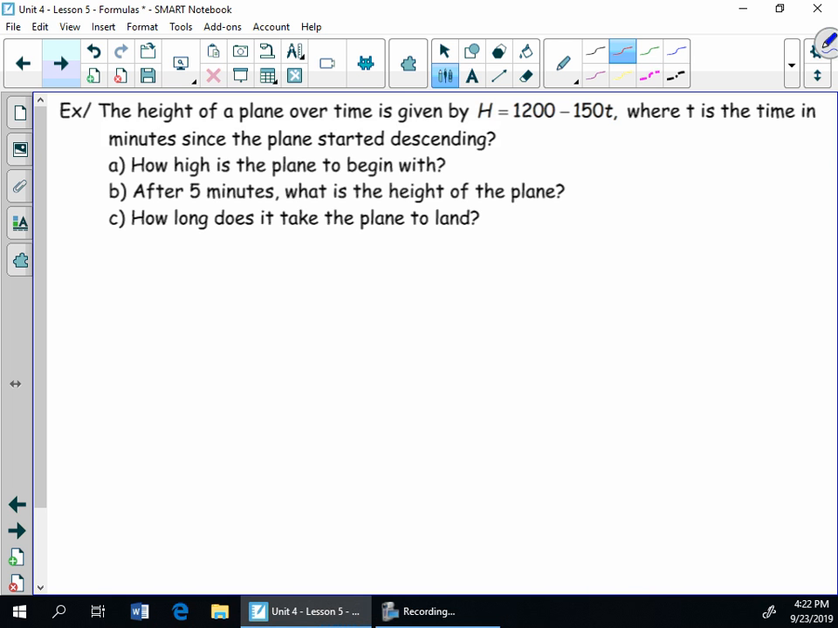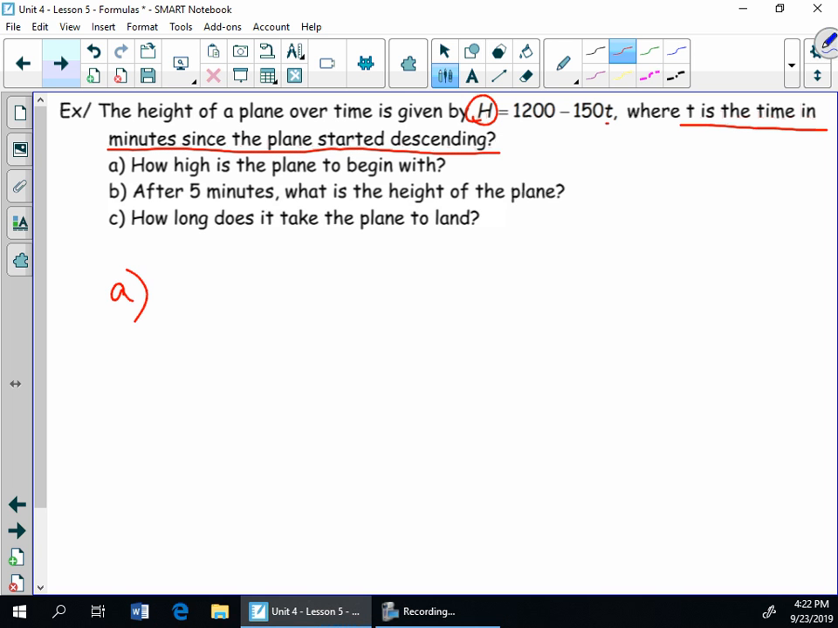Okay, I'm going to get you guys to try one. I've got a new formula, a new problem. Pause it, give this a try, see what you can do. The height of a plane over time is given by h, that's my height, equals 1200 minus 150t. What's t stand for? T is the time in minutes since the plane started descending.